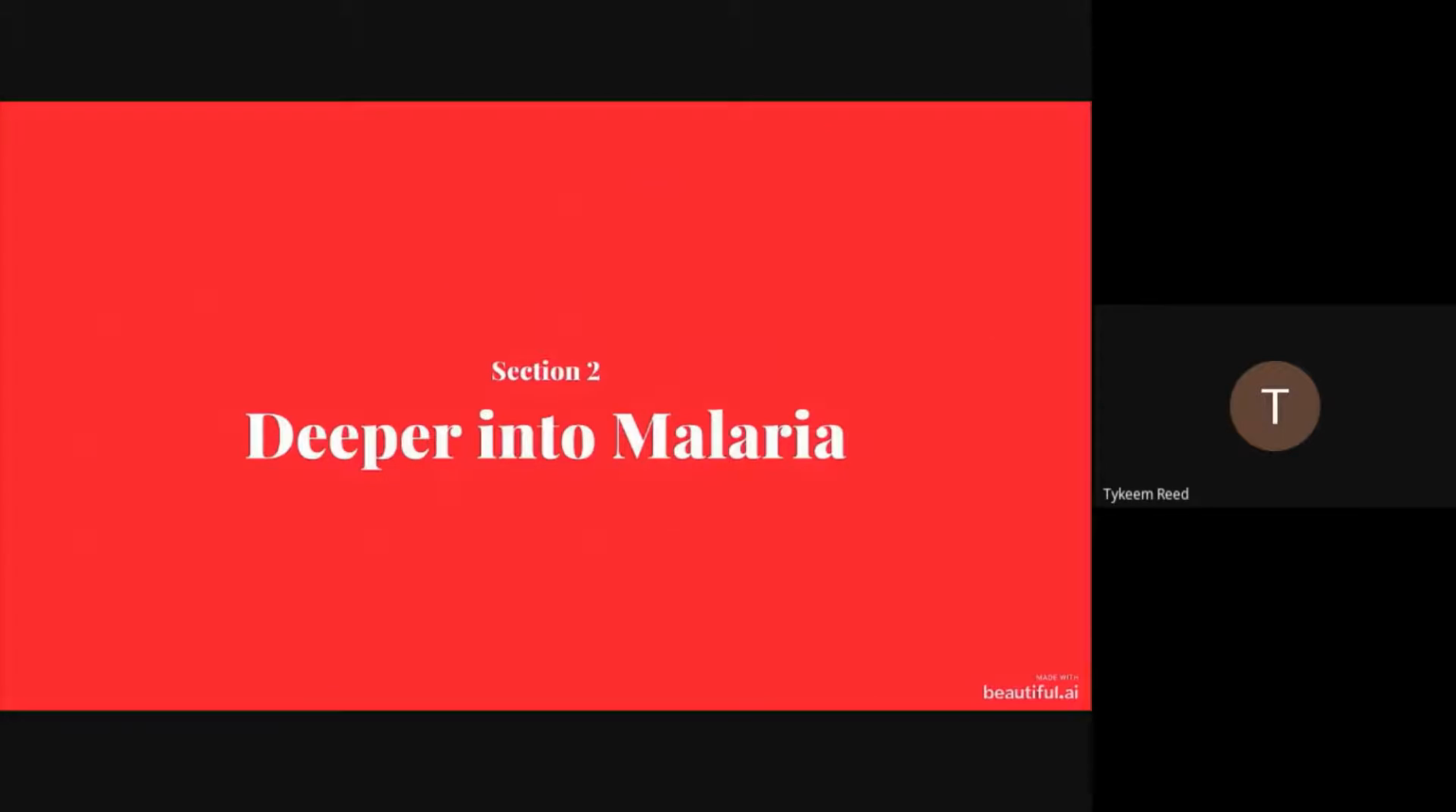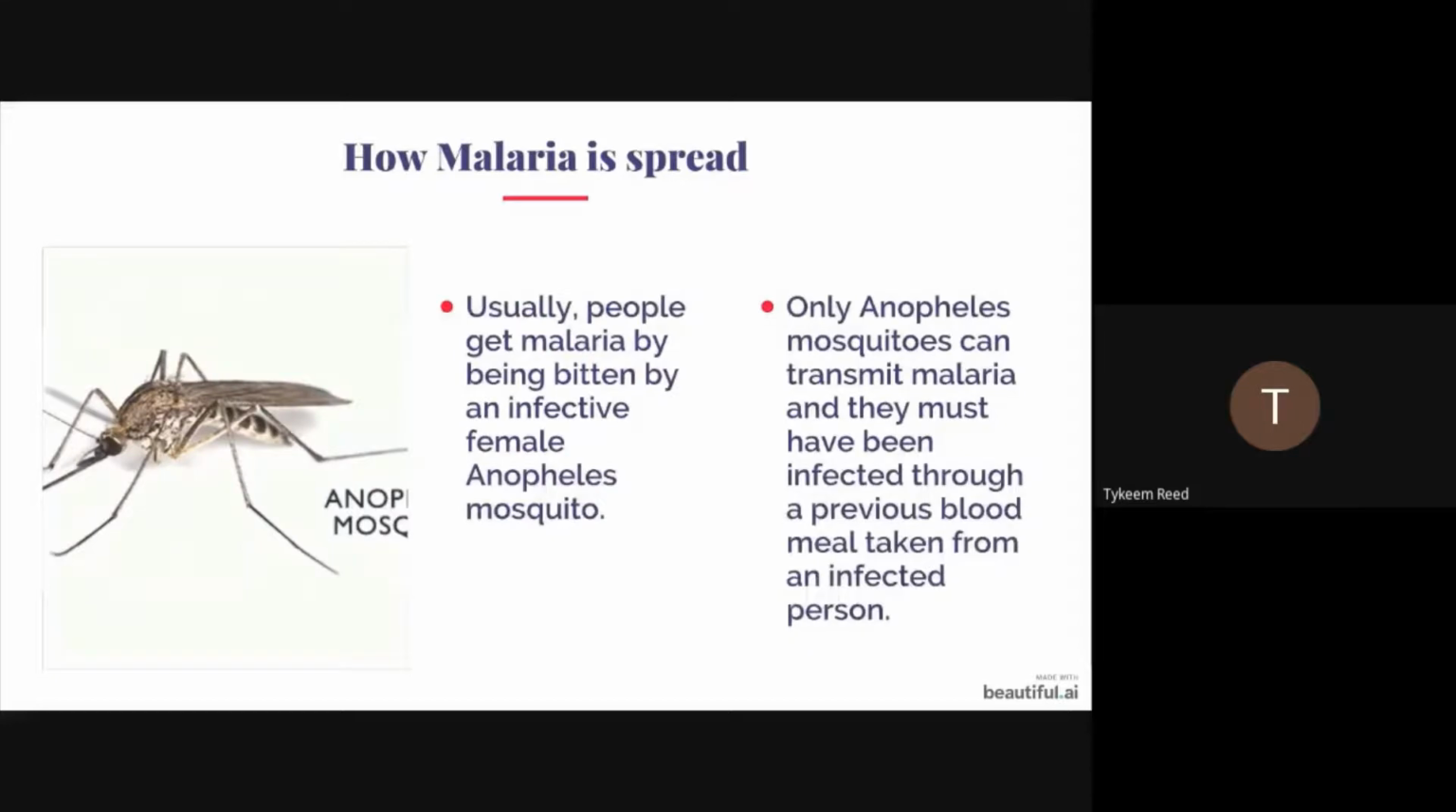Deeper into malaria. So this is just a picture of the mosquito that carries the disease. A lot of mosquitoes carry disease, but this is the most common one. Usually people get malaria by being bitten by an infected female Anopheles mosquito. Only Anopheles mosquitoes can transmit malaria, and they must have been infected through a previous blood meal taken from an infected person. So how this works is basically the mosquito bites you.